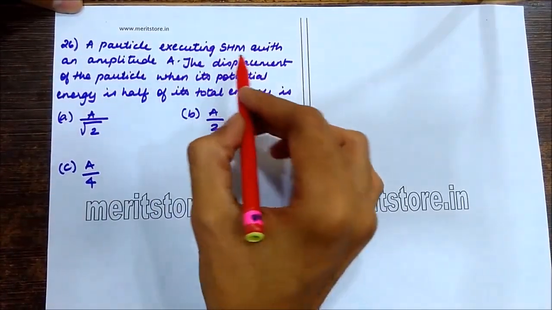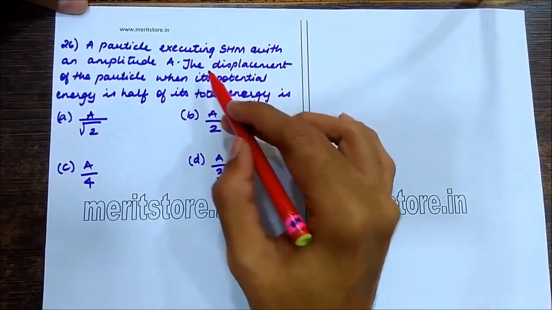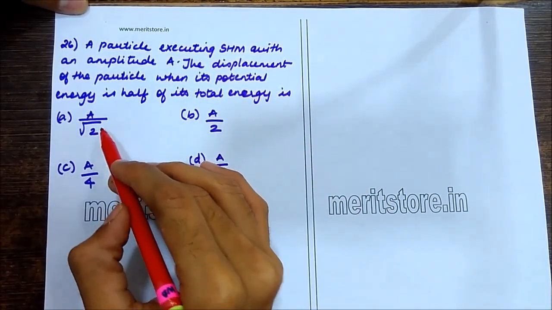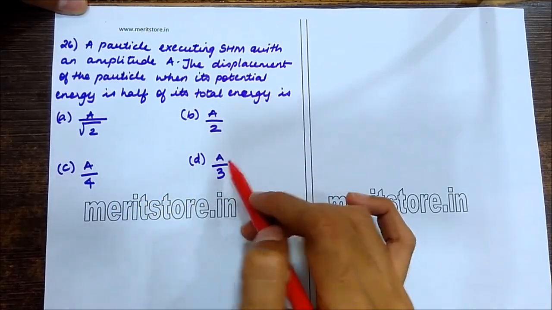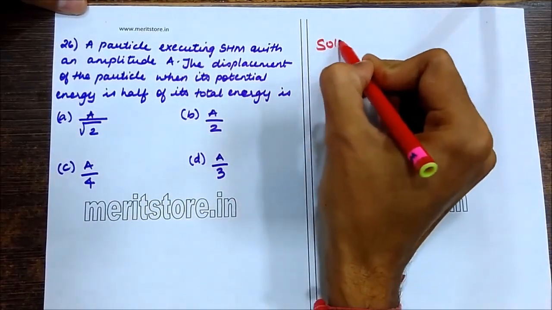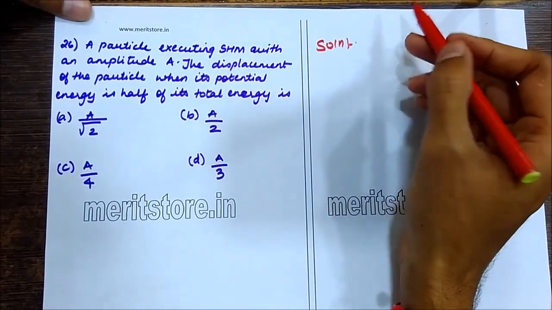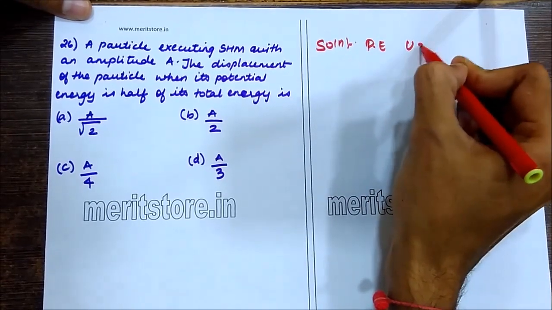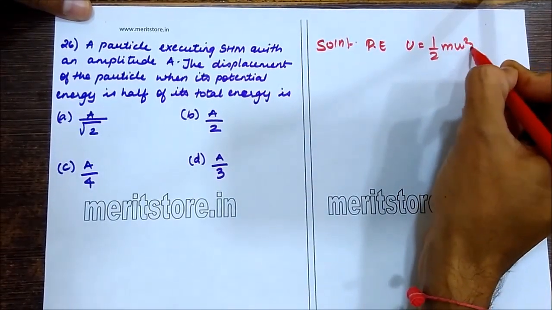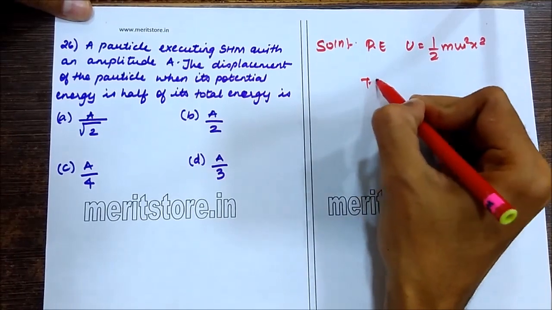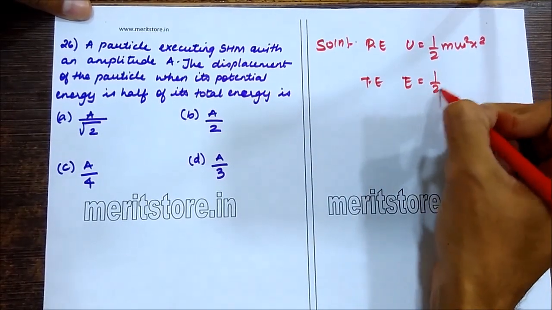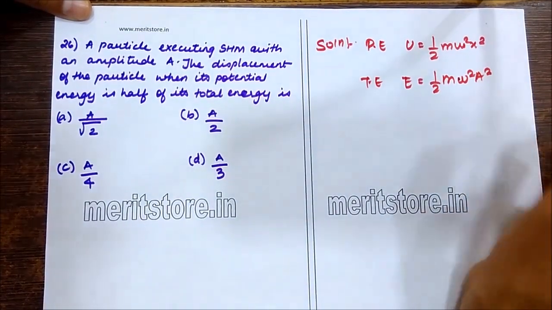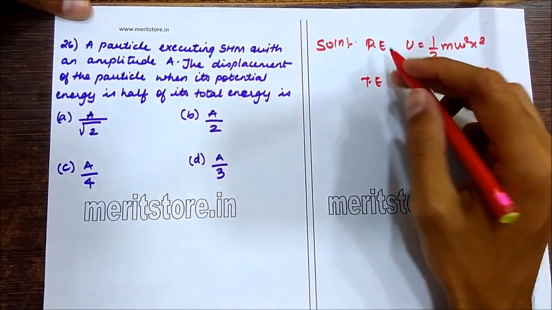A particle executing simple harmonic motion with an amplitude a. The displacement of the particle at which its potential energy is half of the total energy is: A, a by root 2; B, a by 2; C, a by 4; or D, a by 3. So the potential energy of the particle is given by U equals half m omega square x square, and the total energy of the particle E is given by half m omega square a square.